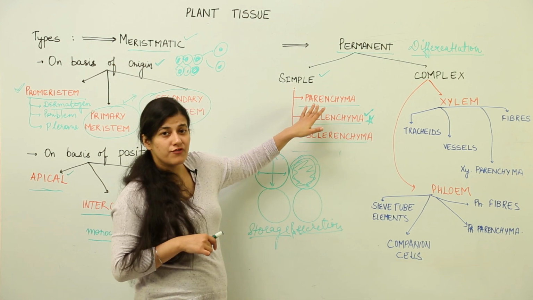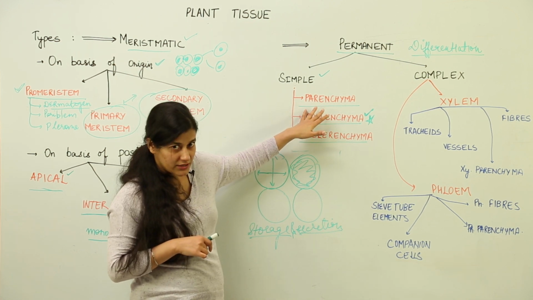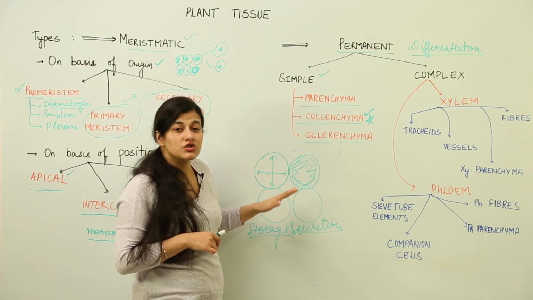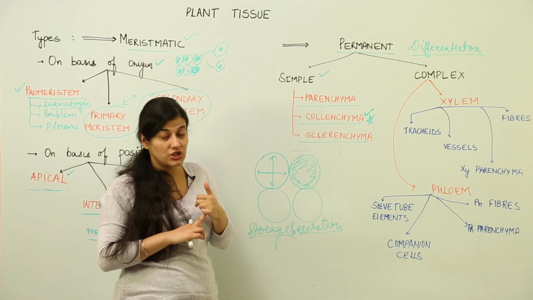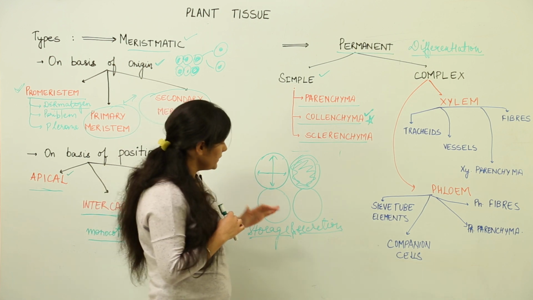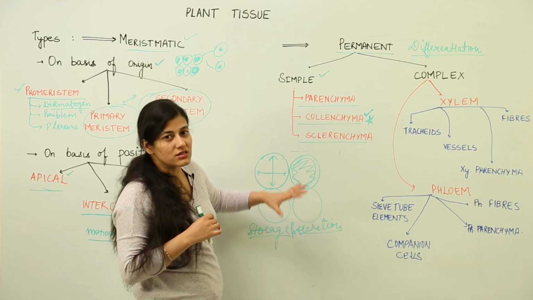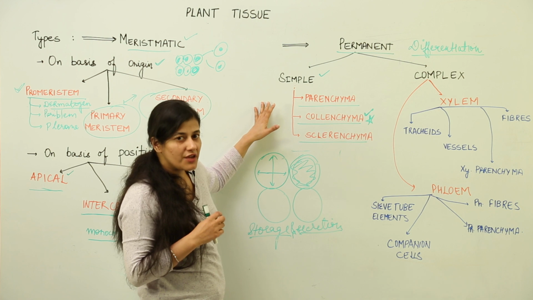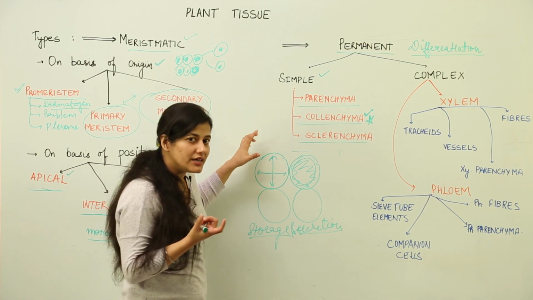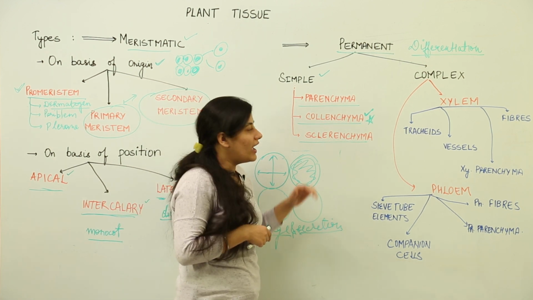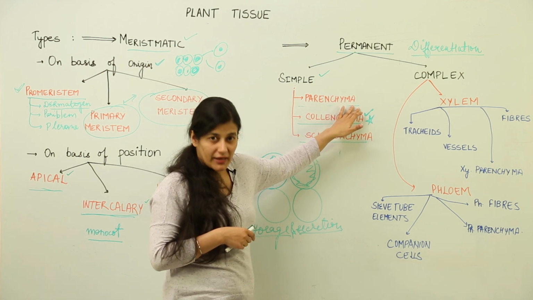So parenchyma forms the main bulk of the plant. It is the tissue which is responsible for storage, secretion and photosynthesis basically. If it performs photosynthesis, it is known as chlorenchyma. If it is having air vesicles inside it, it is known as aerenchyma, and this parenchyma is the main bulk.